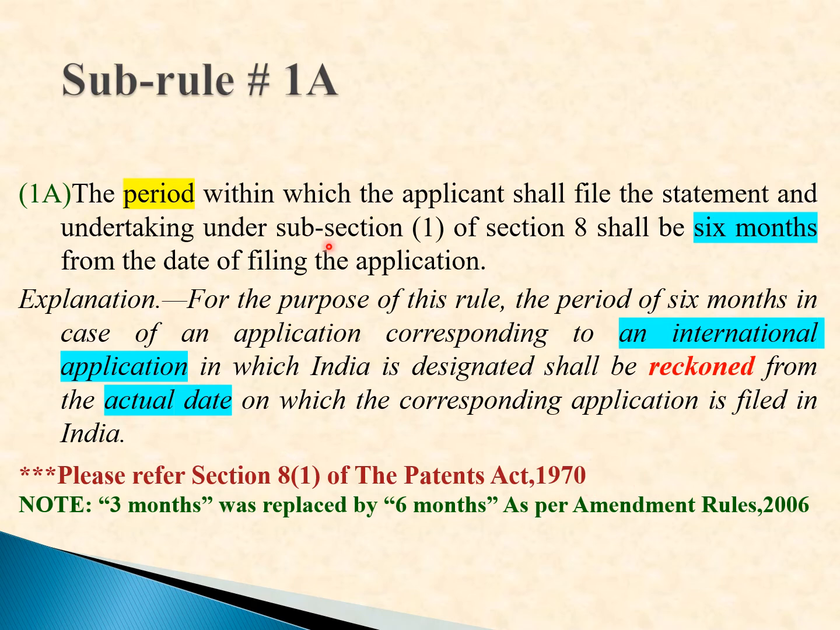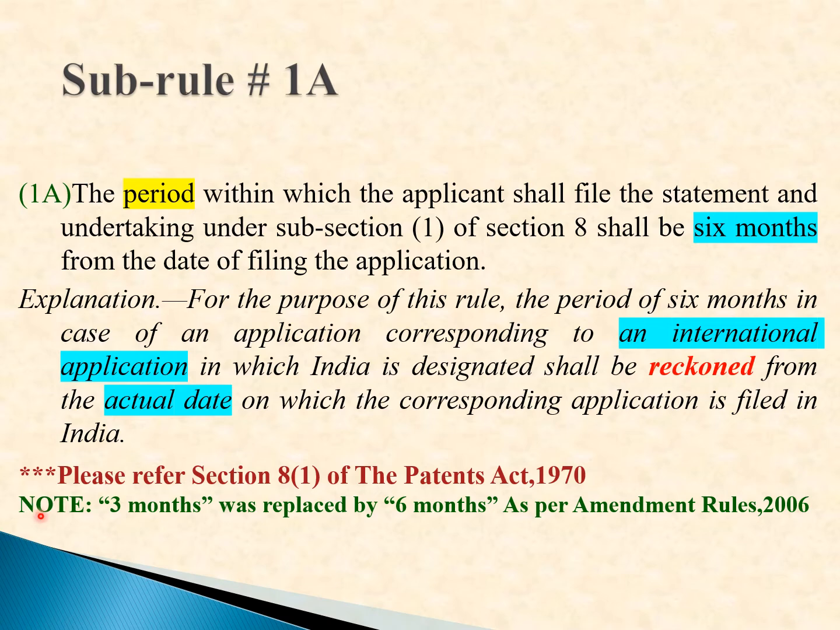But remember, the keyword here is the period. That means the time span here. So the period within which the applicant shall file the statement and undertaking, that means the period given for the filing of the statement and undertaking as per subsection 1 of section 8, is 6 months. 6 months from the date of filing the application.